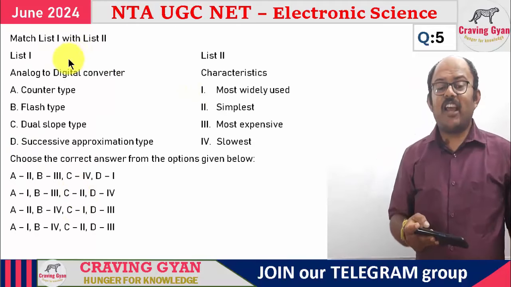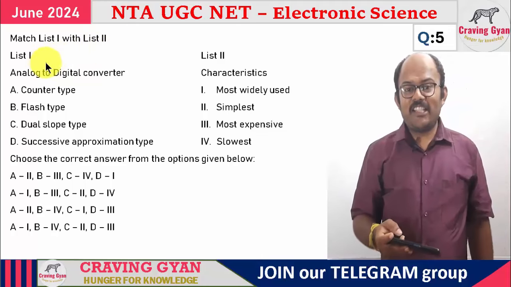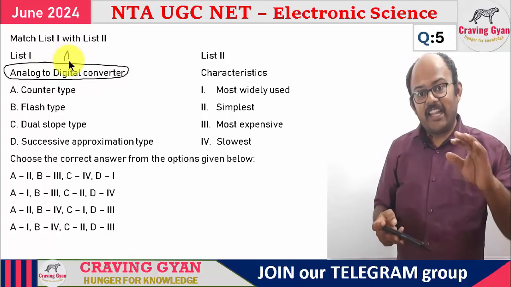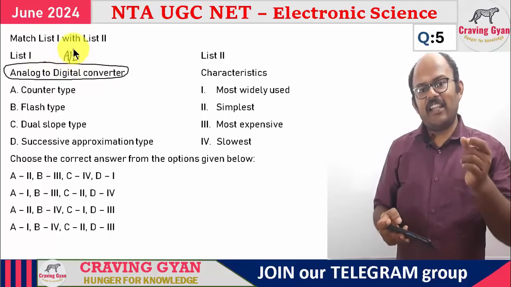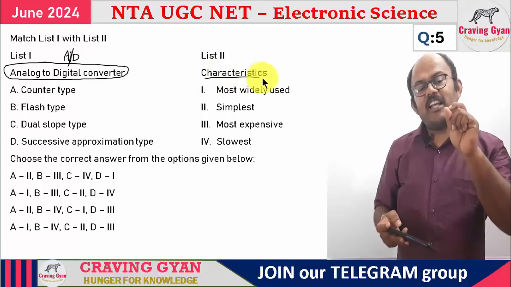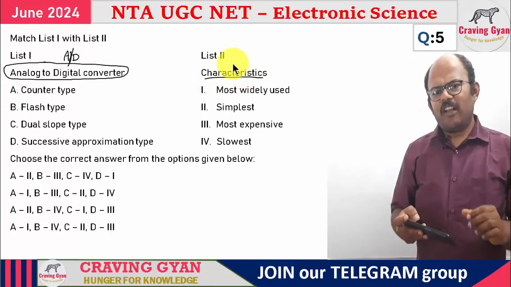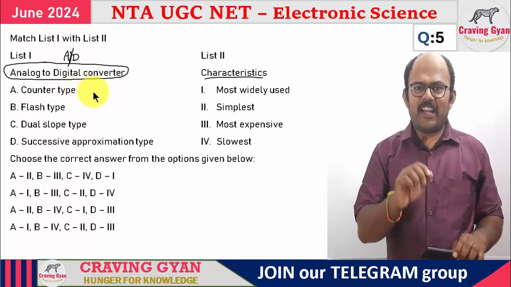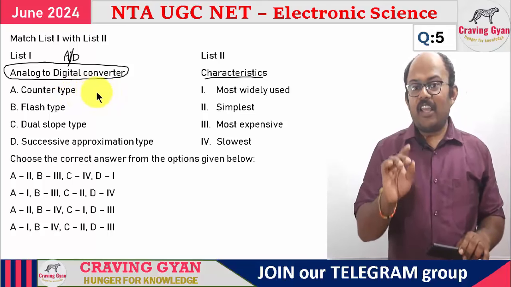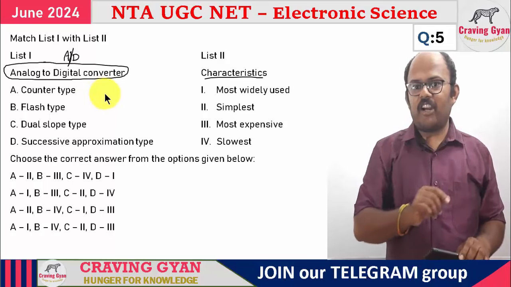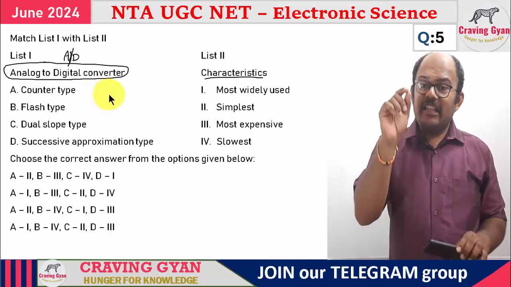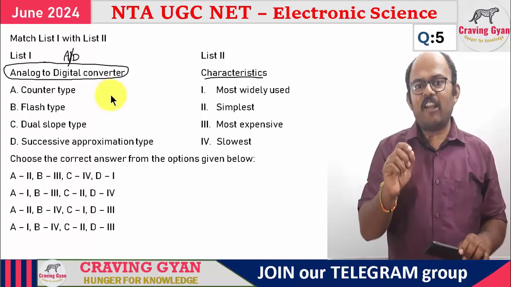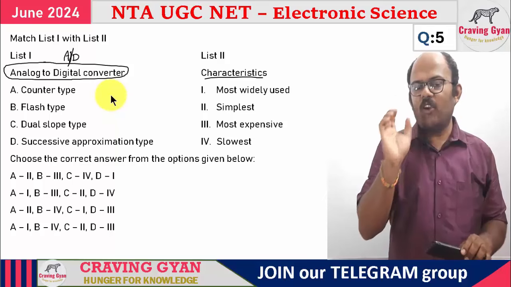In the fifth question, again, this question is from digital electronics. What they are asking is, in list 1, they have talked about the type of A to D converter, and in list 2, they have talked about the specifications of it. Now, let us briefly discuss these things. See, in the case of counter type, it is the simplest one. Here you will be having a D to A converter. And here, the measured value will be greater than the true value. This one thing you have to remember.